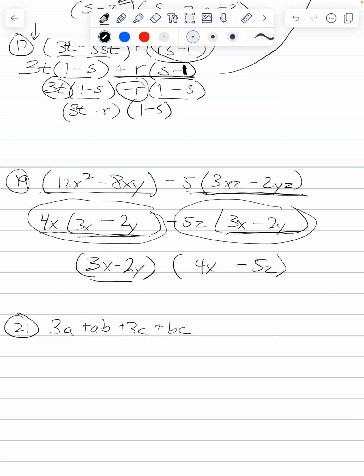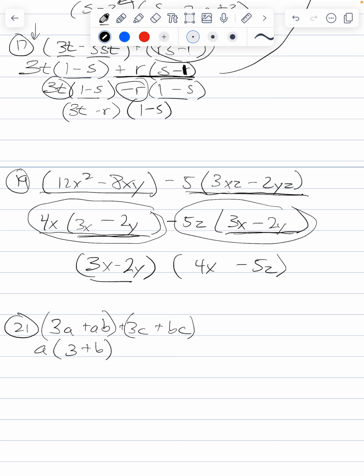Okay, the very first thing I want to do here is factor out what I can. I'm going to group these because I noticed that these have A and B and these have C and B. So let's make this a little bit easier by grouping and then factoring the ones that have a common factor. So I see 3a plus ab has a common factor of A. Factor that out. If I do 3a divided by a, I get 3. ab divided by a, I get b.